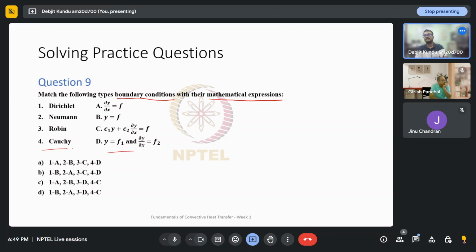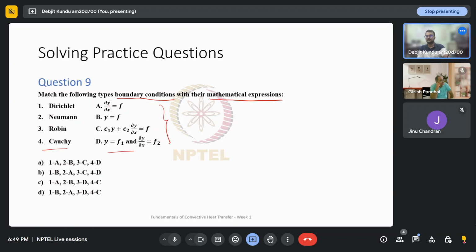So there are 4 each, and each of them will match with one option, and we have certain combinations in the options given below. So try to match them first and then see whichever combination you end up with, whether you have that within the options given below or not. So the boundary type conditions are 1 Dirichlet condition, 2 Neumann condition, 3 Robin boundary condition, 4 Cauchy boundary condition, and there are these mathematical expressions as well on the right hand side.